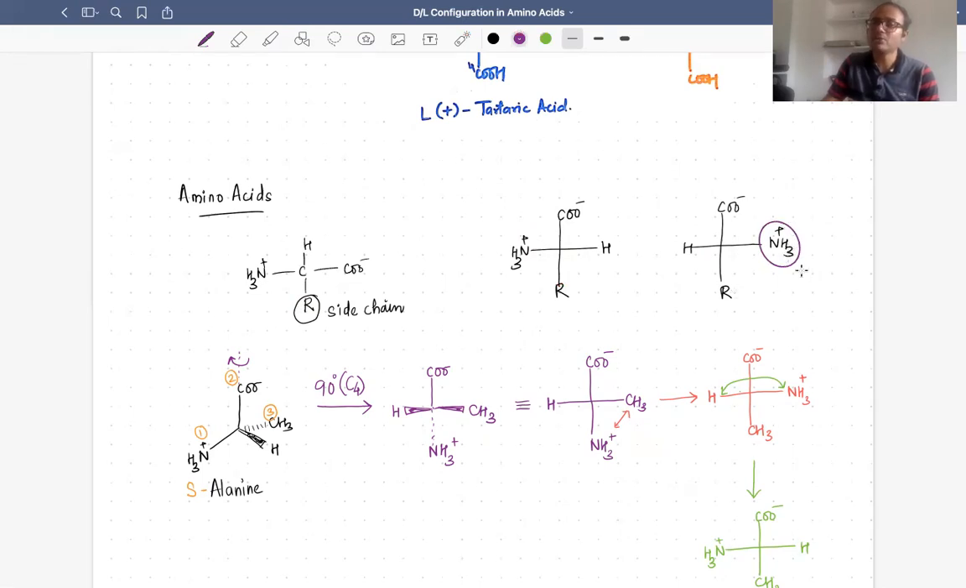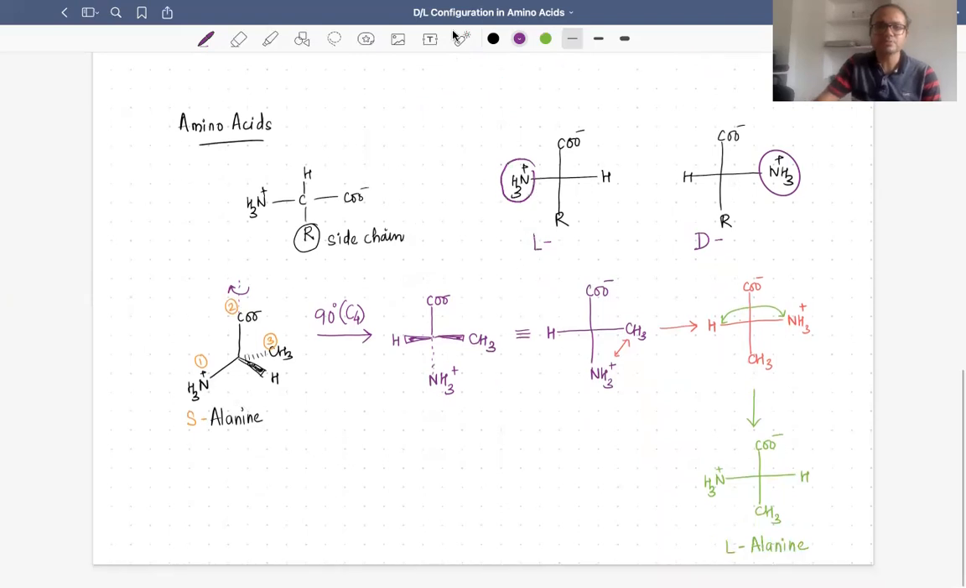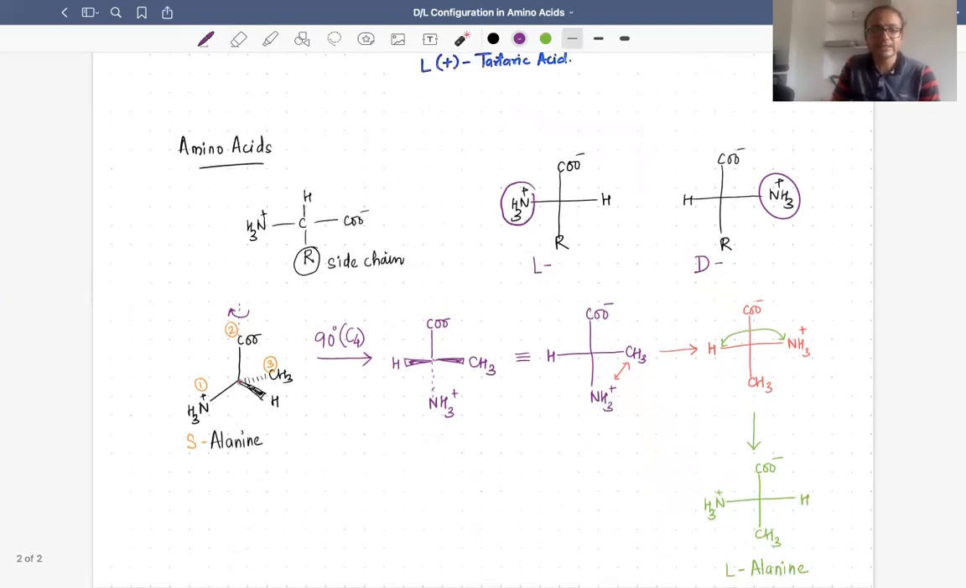So when the amino group is on the right side, it is called a D amino acid. If the amino group is on the left side, it is called an L amino acid. Here I have given one example, pretty simple and easy to understand. I have given the S-alanine, which you can check for yourself, how to do it. S-alanine is given here, which is S configured in this particular wedge-dash formula.